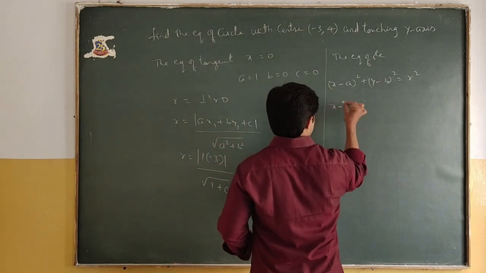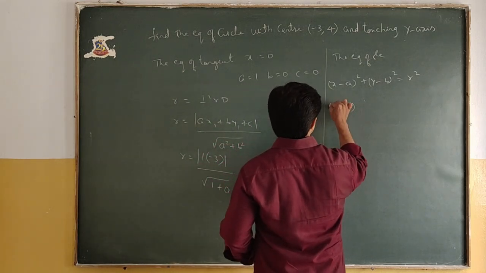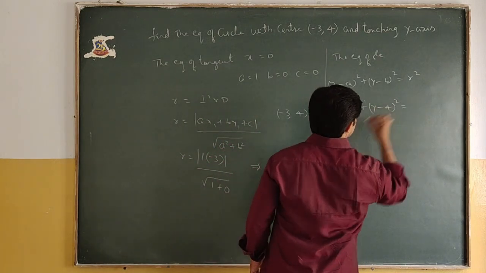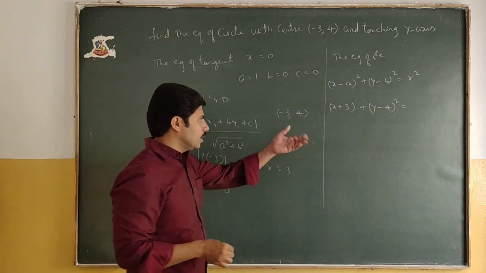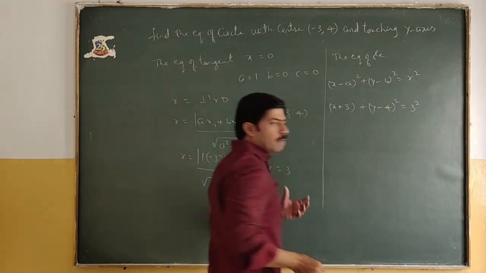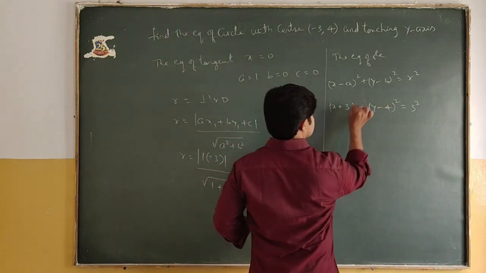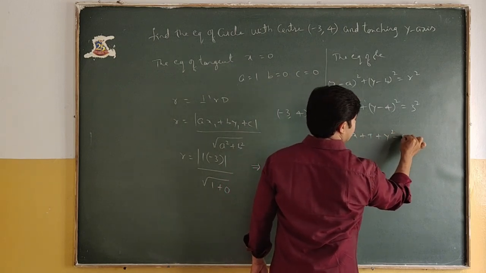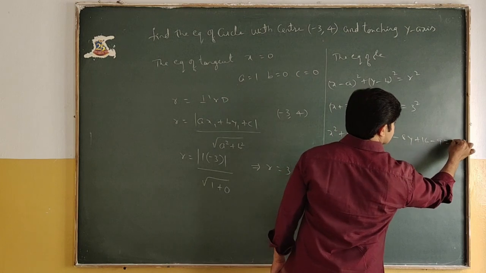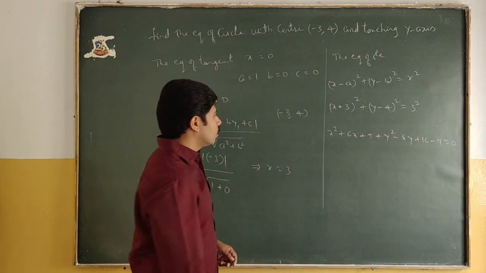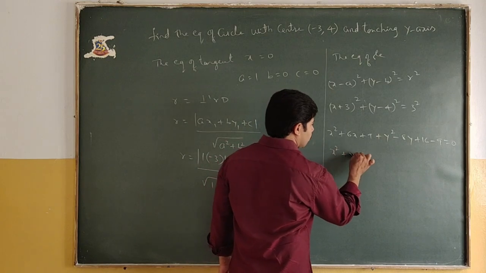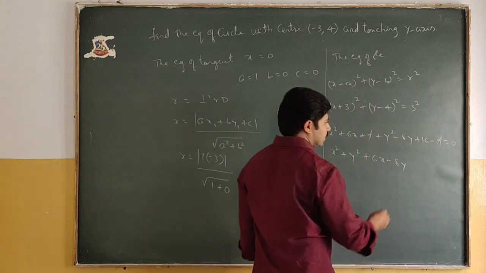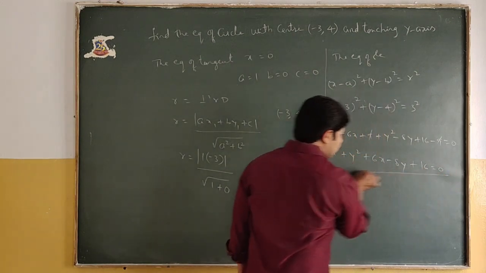So x minus a, a is the center, it is minus 3, center is (minus 3, 4), plus y minus 4 whole square is equal to r square. R value is 3, 3 square. So now we expand this, we get the equation of circle, that is x square plus 6x plus 9 plus y square minus 8y plus 16 minus 9 is equal to 0. So we rewrite this equation, we get x square plus y square plus 6x minus 8y plus 9 minus 9 cancels plus 16 is equal to 0.